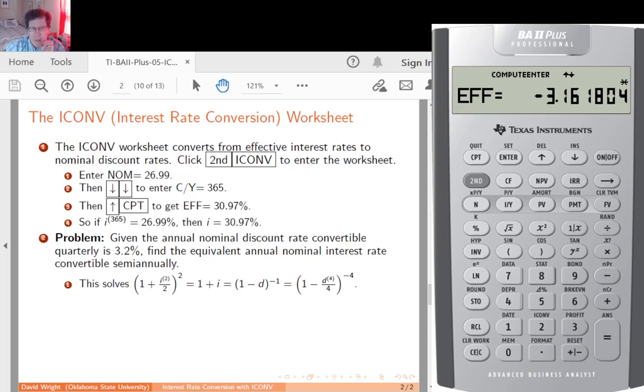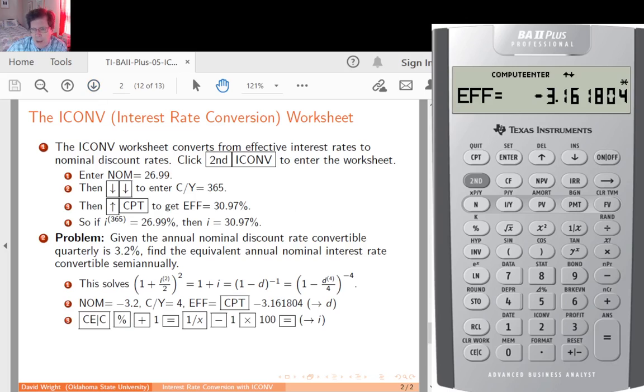and we get negative 3.16. Let's just record that. We put in negative 3.2, 4 conversions per year, and the effective rate is negative 3.161808. So that's d. And we have to convert that to i using this middle equation right here. There really is nothing you can do except go out of the interest conversion and use algebra to do it. So that's what we're going to do.